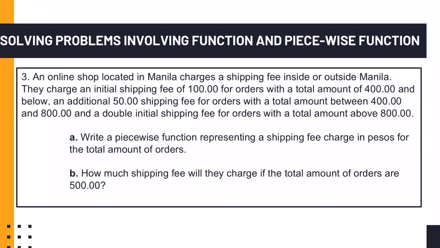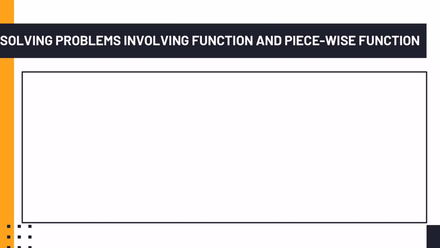So let's have A first. For letter A, write a piecewise function representing a shipping fee charge in pesos for the total amount of orders. So based from the given problem number 3, we will be having 3 sub-functions. So let's have sub-function 1 is f of x is equal to 100 for the specified domain. That is, if the value of the variable x is greater than 0 but less than or equal to 400.